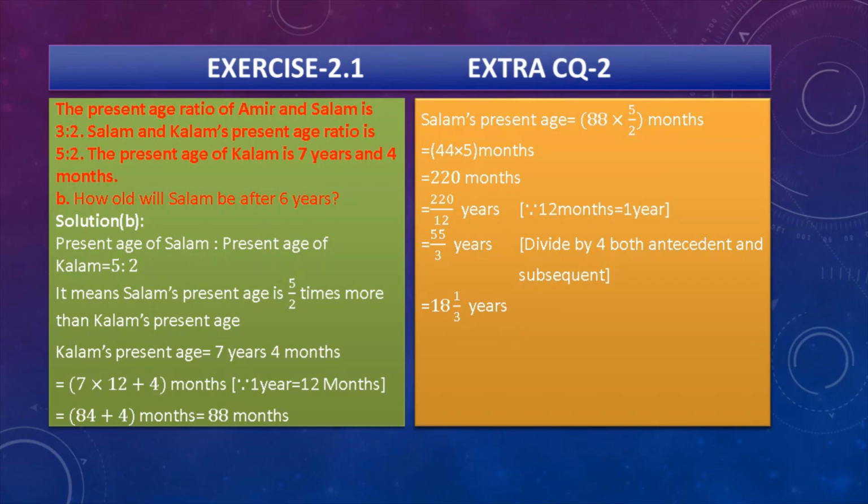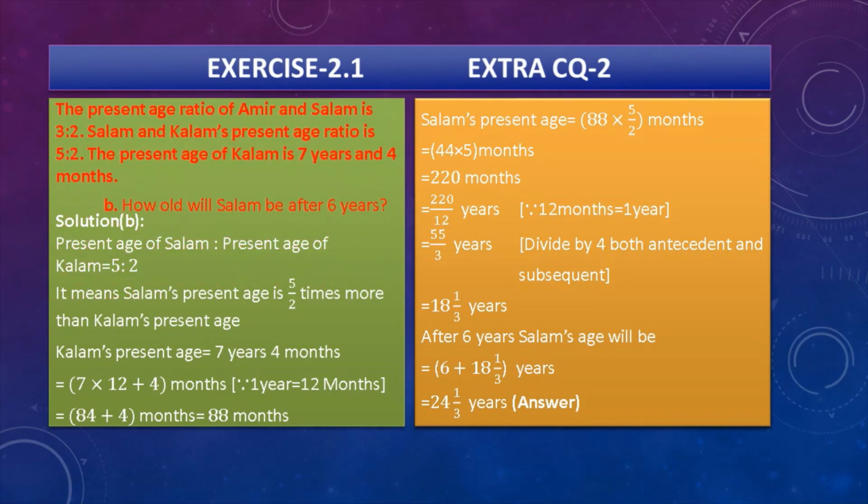Now we have to find out Salam's age after 6 years. So after 6 years Salam's age will be 6 added to 18 whole 1 divided by 3. So 6 plus 18 whole 1 divided by 3 years, that is we get 24 whole 1 divided by 3, because a whole number is added with a whole number. So 18 plus 6 would be 24 whole 1 divided by 3 years. That is the desired answer, my dear students.